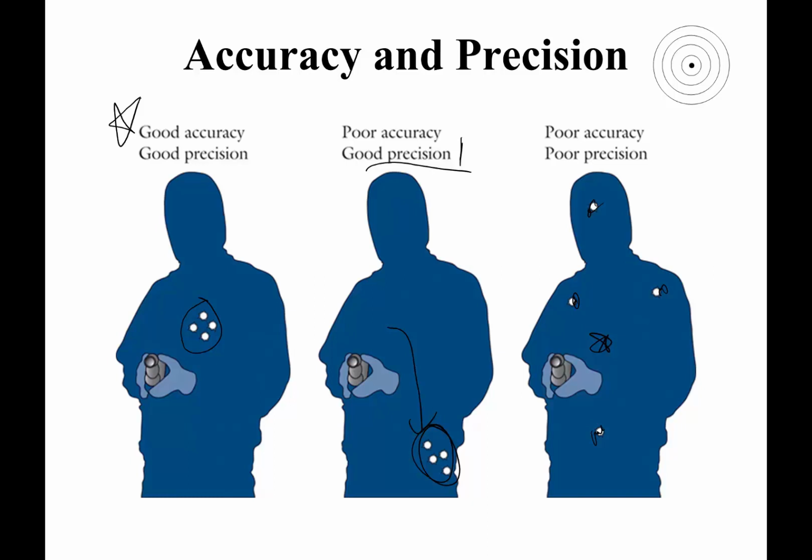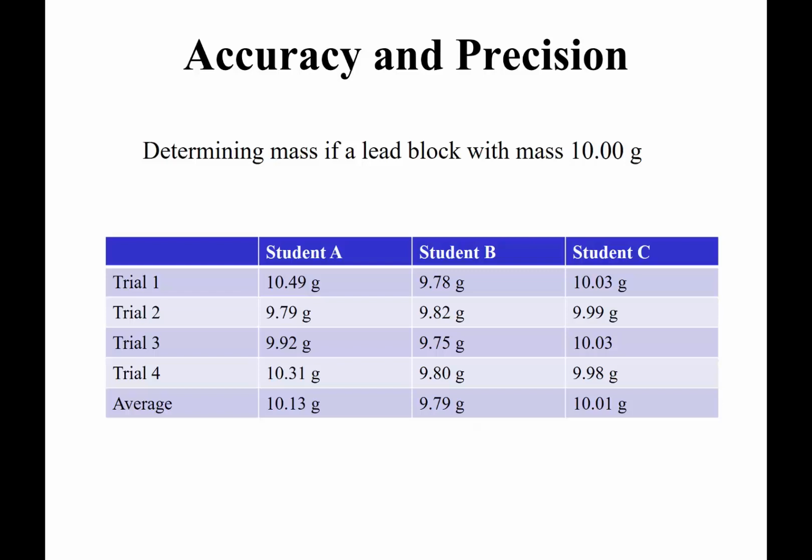So that's the difference between accuracy and precision. Normally what's used in chemistry textbooks is the target analogy, which works very well. All right, so here we are looking at probably laboratory measurements of some students that were trying to measure a block that weighs 10 grams.